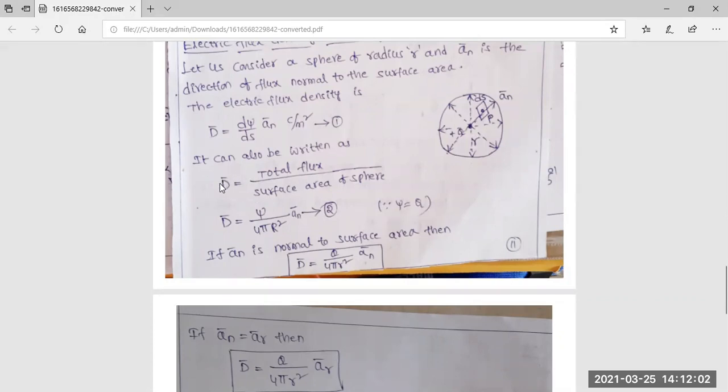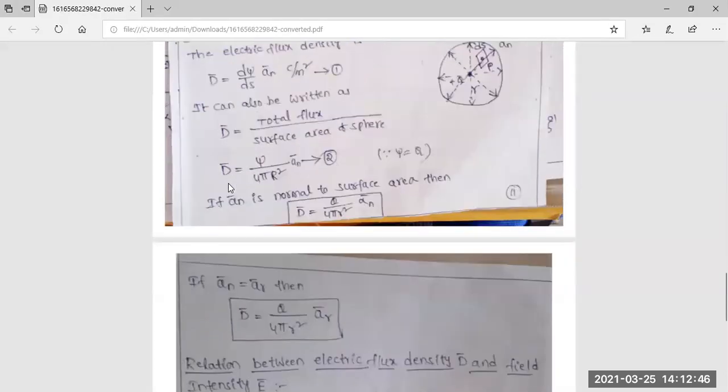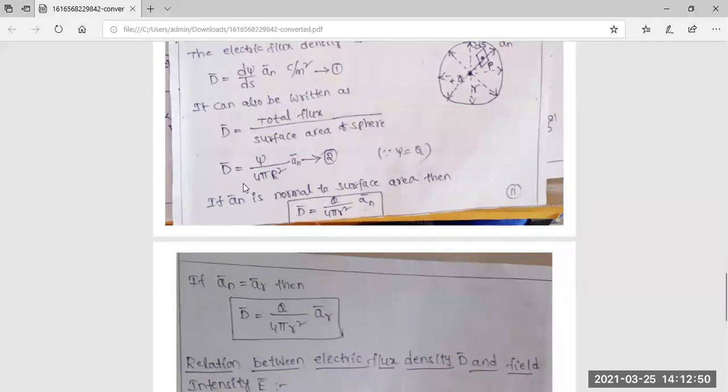So it can also be written as D bar is equal to, what is d psi? What is the basic meaning of psi? Psi is nothing but electric flux, so d psi is the total flux, and ds bar is the surface area of the sphere. So total flux divided by the surface area of the sphere is called the flux density. The flux per surface area is called D bar, the electric flux density.